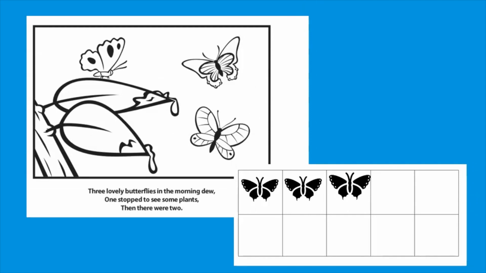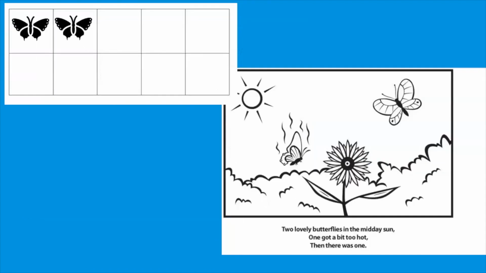3 lovely butterflies in the morning dew. One stopped to see some plants. Then there were, everybody say it out loud, 2. 2 butterflies are on my 10 frame. 2 lovely butterflies in the midday sun. One got a bit too hot. Then there was 1. 1 lovely butterfly is left on my 10 frame.